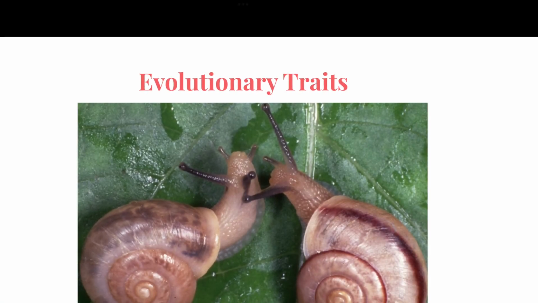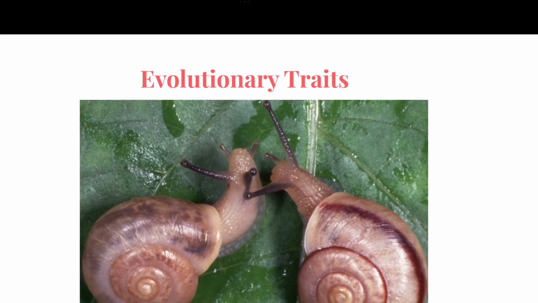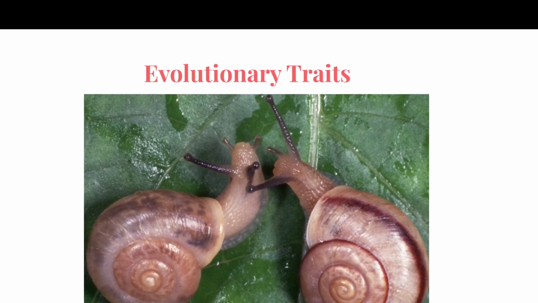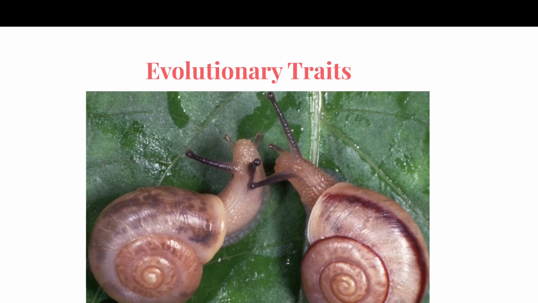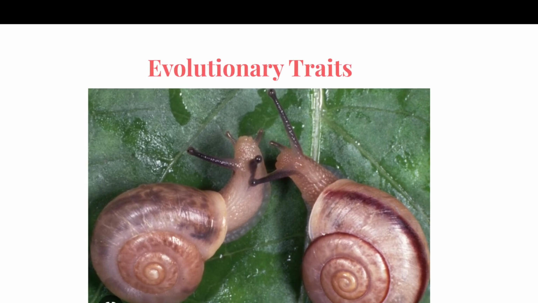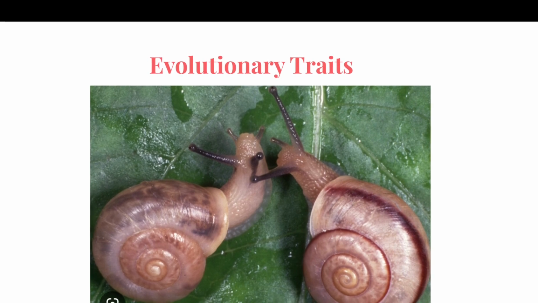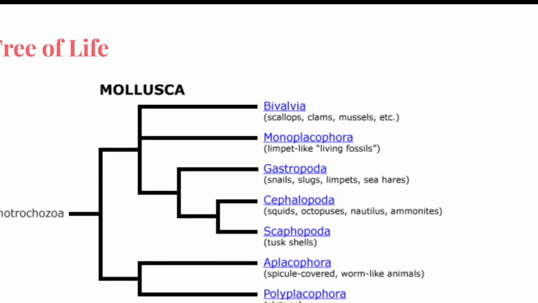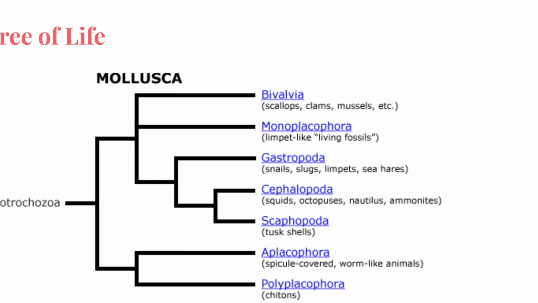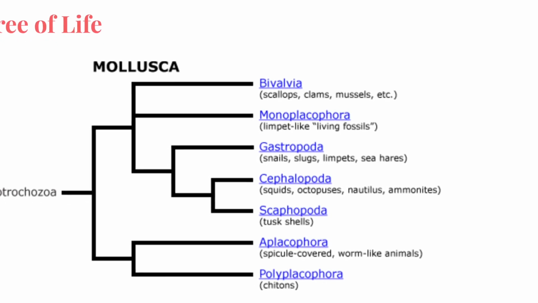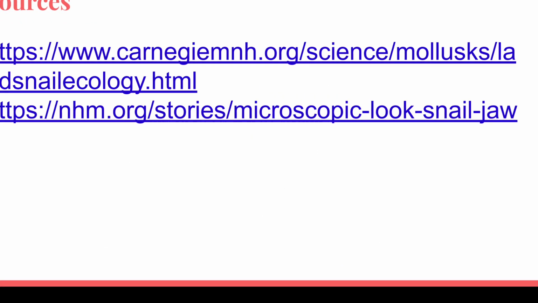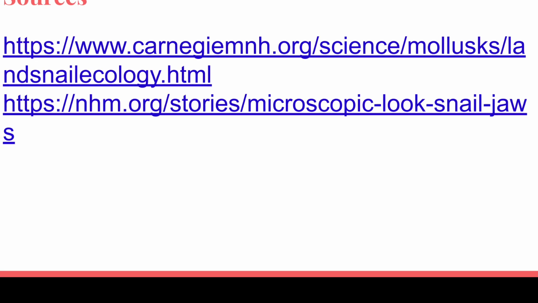Now, a point of evolution for the snail is the asymmetrical spiral coiling of the shell. This shell has allowed snails to balance, as well as breathe through gills, and fit into small spaces such as crevices. Now, where the snail lands on the tree of life is indicated right here in this picture, and my sources are shown here in this slide.